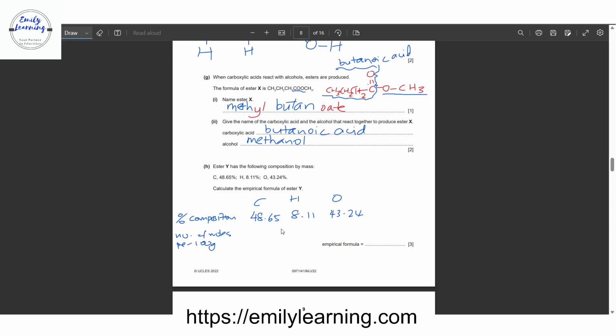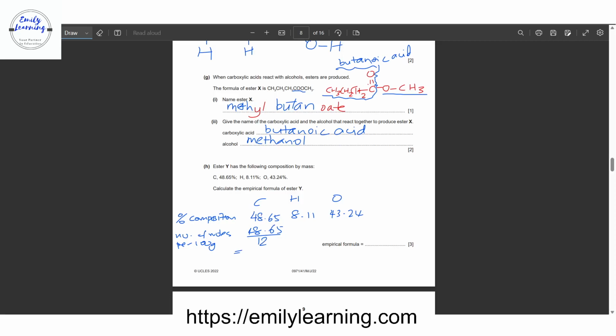If the percentage composition of carbon is 48.65%, that means in every 100 gram there's 48.65 grams of carbon. Percentage composition of hydrogen is 8.11, so every 100 gram there's 8.11 grams of hydrogen. Percentage composition of oxygen is 43.24, so every 100 grams there's 43.24 grams of oxygen. Now you need to find the number of moles, which is mass over molar mass. To find the number of moles of carbon, you take 48.65 divided by 12. 12 is the mass of carbon.